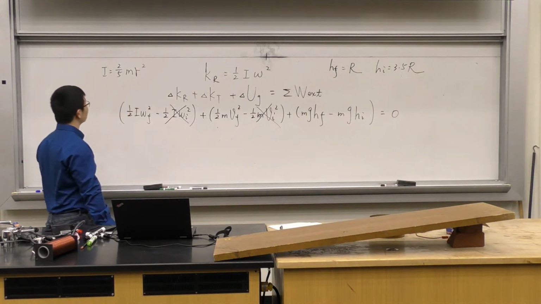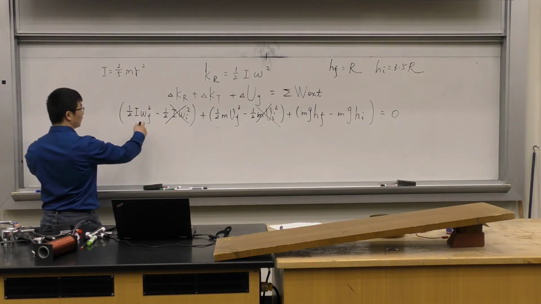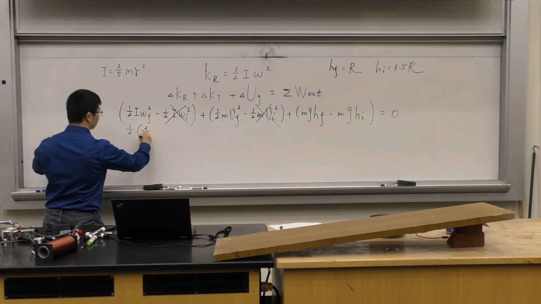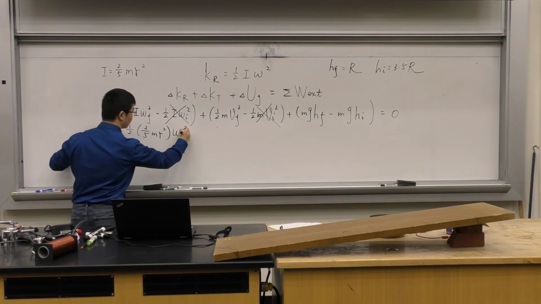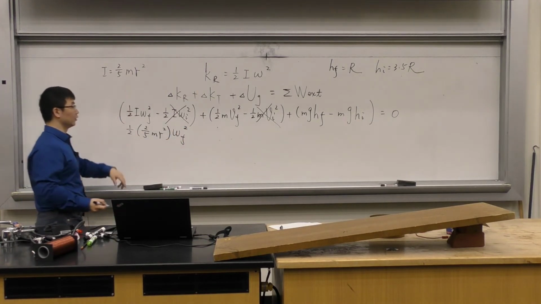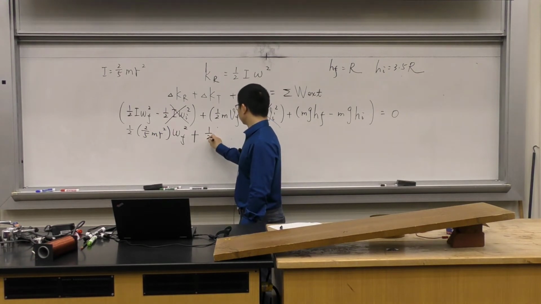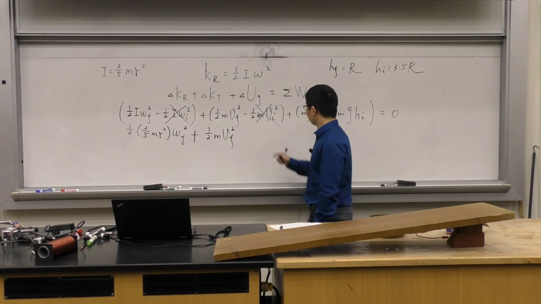Okay, now let's do that. So now I'm going to plug it in. 1/2 this times omega final squared, right? 1/2 I omega squared plus 1/2 m v final squared. Okay, this is 0.